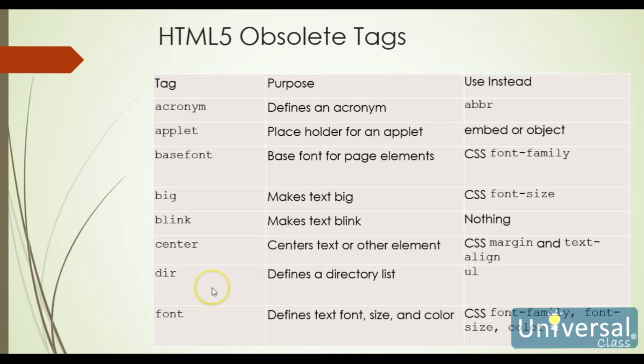We had dir, which defined a directory list. Now we should be using an unordered list. And we had the font tag, which defined the font size, the face that was to be used, and the color. Now we should be using the CSS font family, font size, and color.